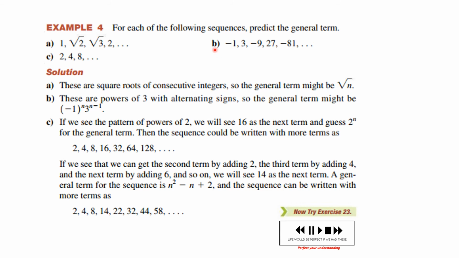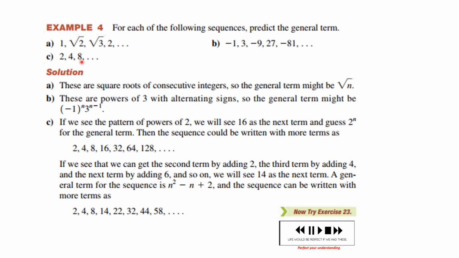Now it could be different, but based on what we have, that's what we would predict. B, we look at this. So this is minus 1, 3, minus 9, 27, minus 81. This is an alternating series, dot, dot, dot. So these are powers of 3 with alternating signs. So the general term could be minus 1 raised to the n power, and this is 3 to the, and this is n minus 1. So you want to be able to do matching of these.